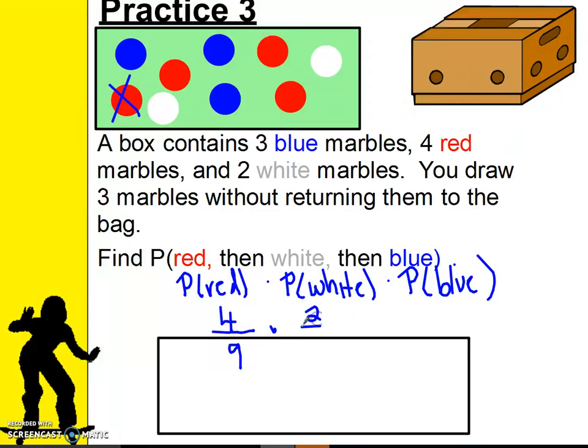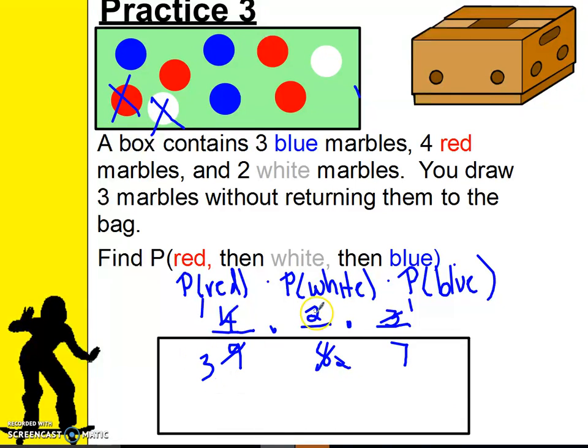Okay, I have 2 whites out of now 1, 2, 3, 4, 5, 6, 7, 8 options. Okay, one of the whites is gone. Now blue. I have 3 blue out of 1, 2, 3, 4, 5, 6, 7. Okay, at this point, I can simplify the diagonals. We can do 4 and 8 if we want. 4 divided by 4 is 1. 8 divided by 4 is 2. We could simplify 3 and 9. 3 divided by 3 is 1. 9 divided by 3 is 3.